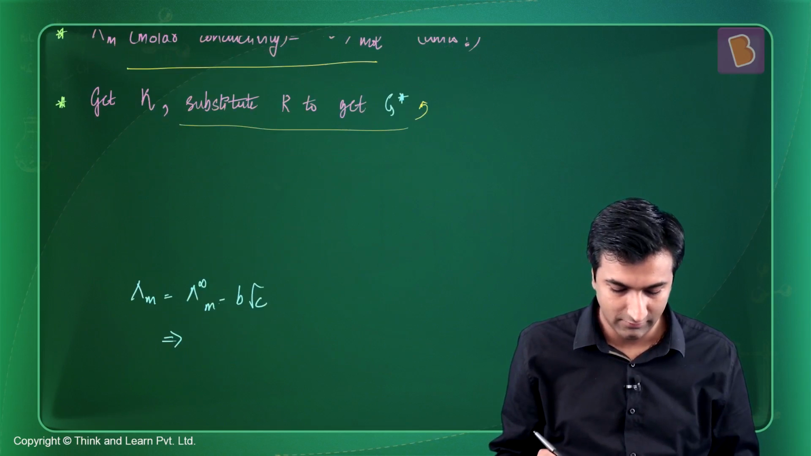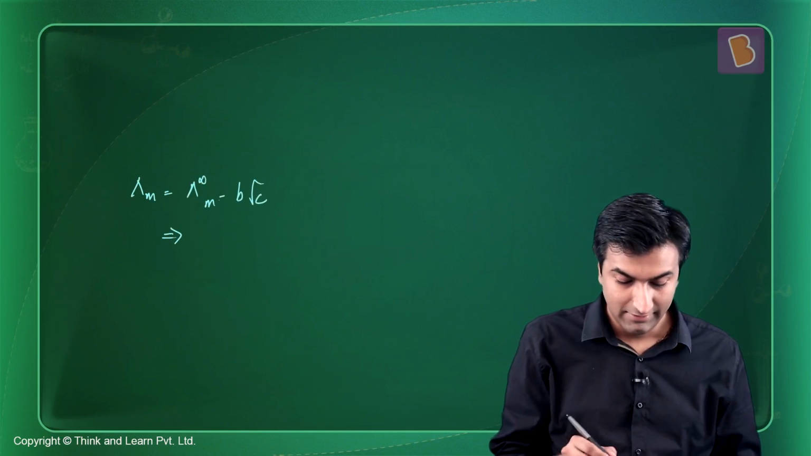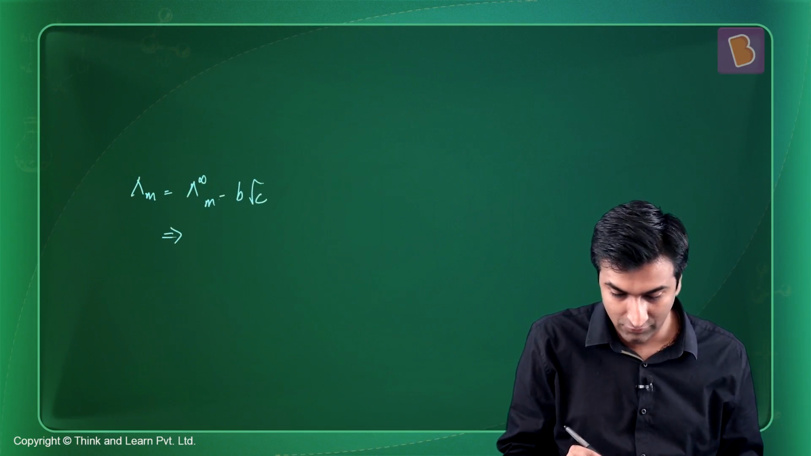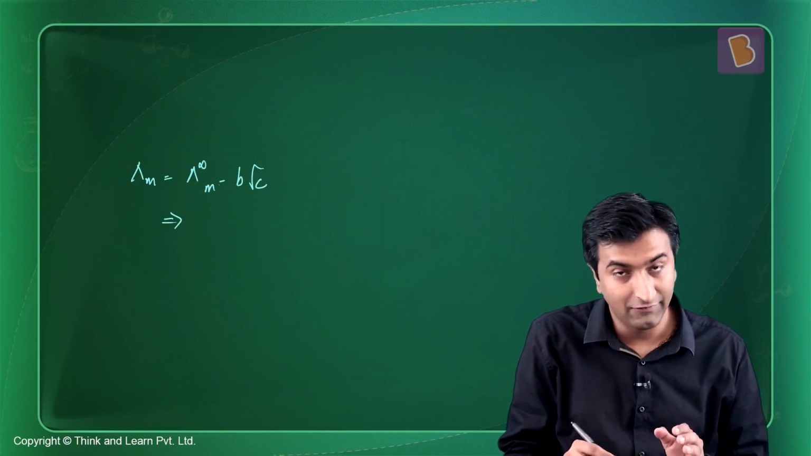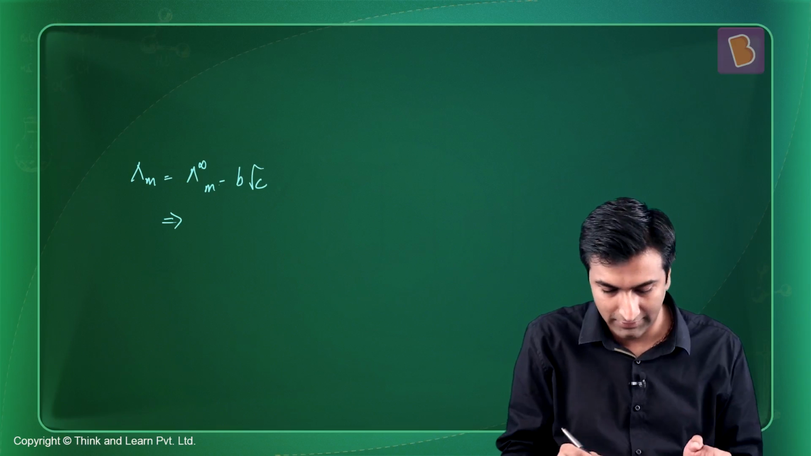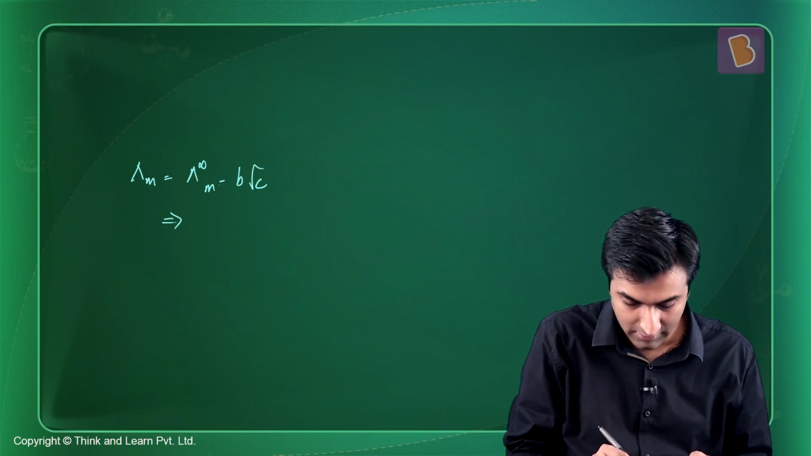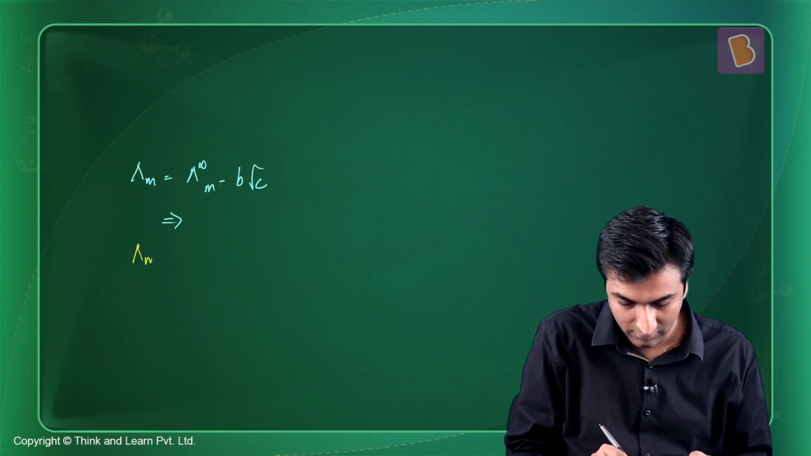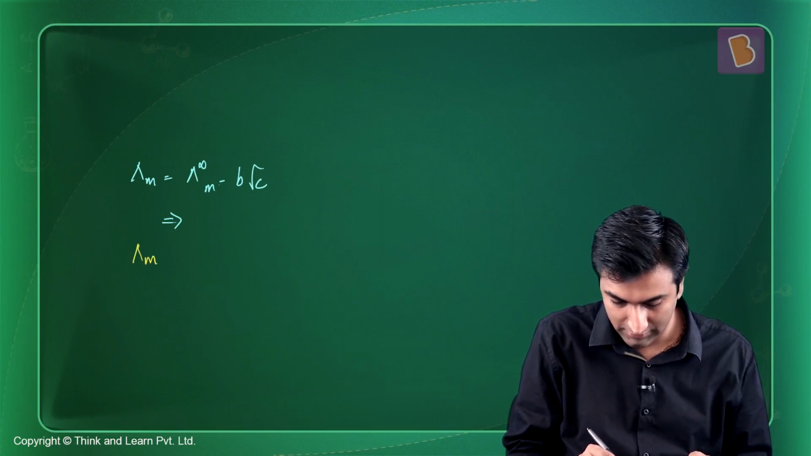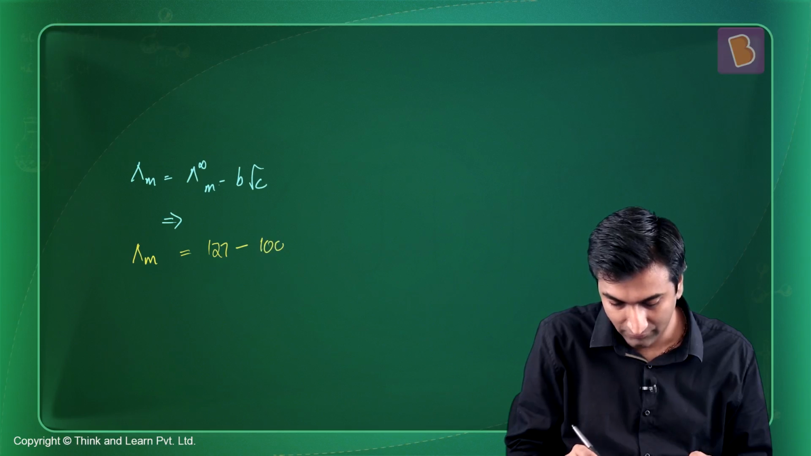So let's get started one step at a time as usual. This expression: lambda m is equal to lambda naught m minus b root c. Now what were the values over here? Lambda m is what I need to find out, and lambda naught m was, I think, 127. So 127 minus 1000 times root c.